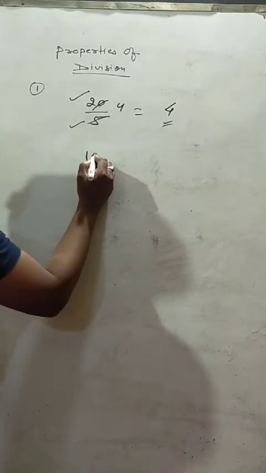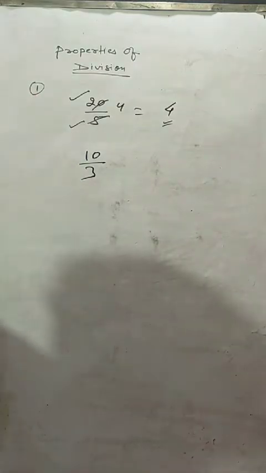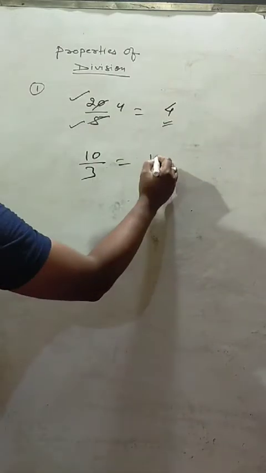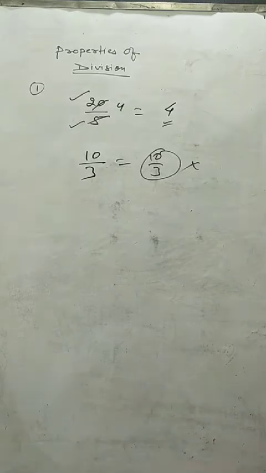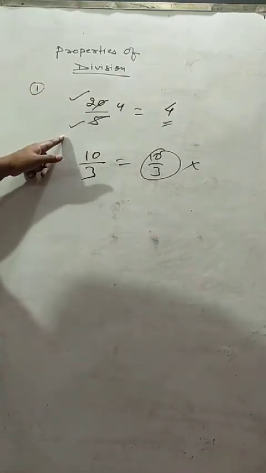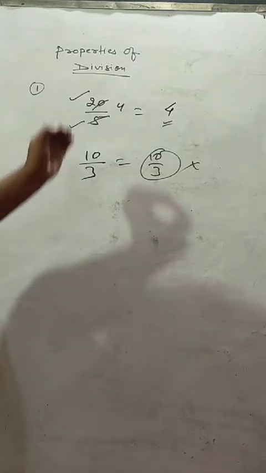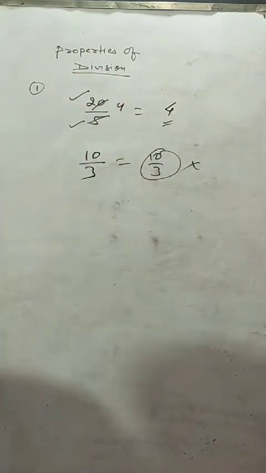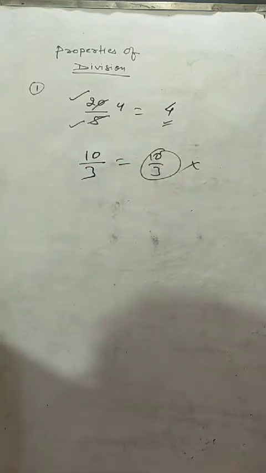If we divide 10 by 3, see, this is not completely divisible, therefore the result is as usual 10 by 3, and this is not an integer. So if we divide one integer number by another integer number, it is not necessary that the result will come out as an integer. It may be that the result is a fraction.